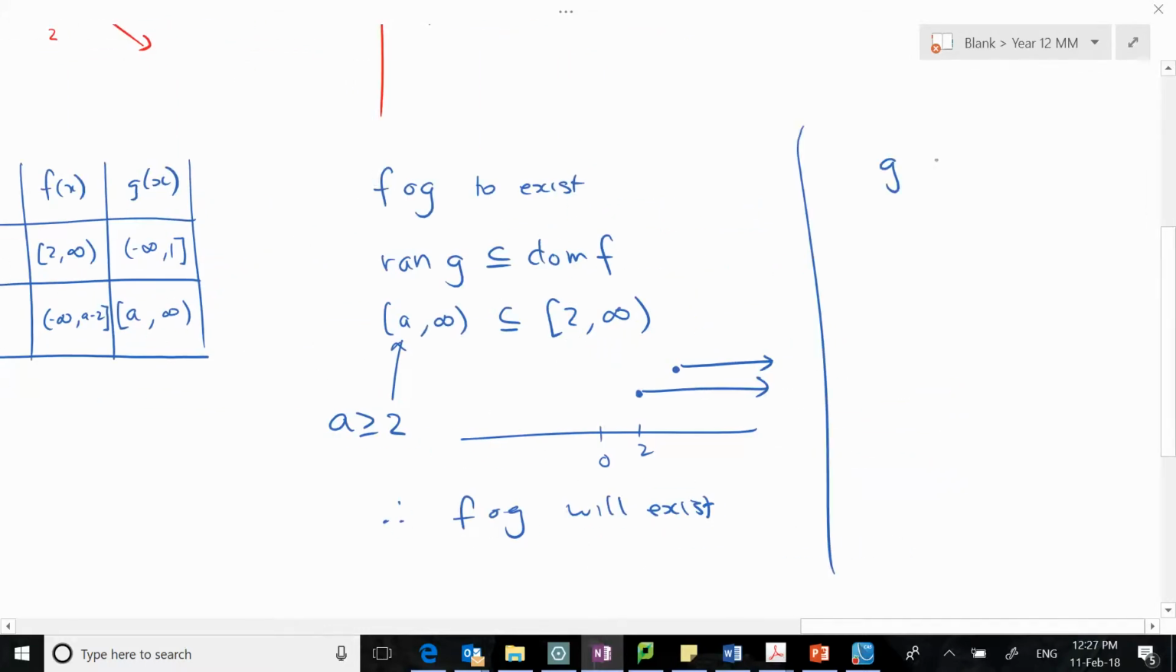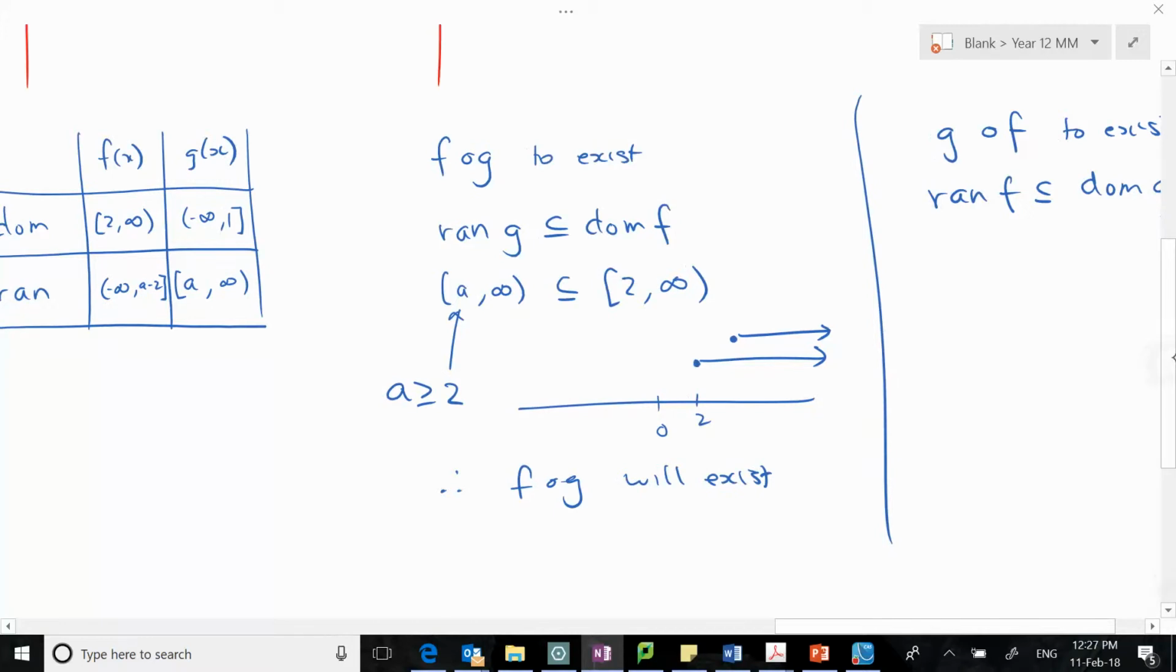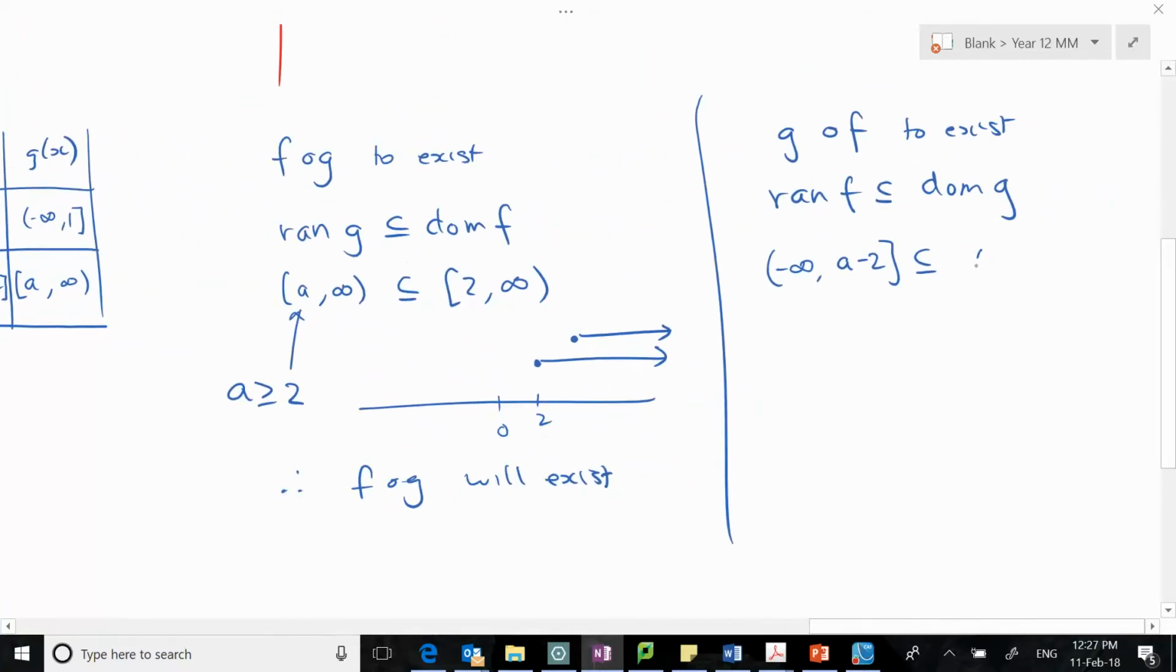Okay. Next one, g of f. In this case, for it to exist, the range of f needs to be a subset of the domain of g. So it's the other way around. The domain of f is 2 to infinity. Wait, that doesn't make sense. Yeah, no, that's the domain of f. The range of f, which is negative infinity to a minus 2, needs to be a subset of the domain of g, which is negative infinity to 1.